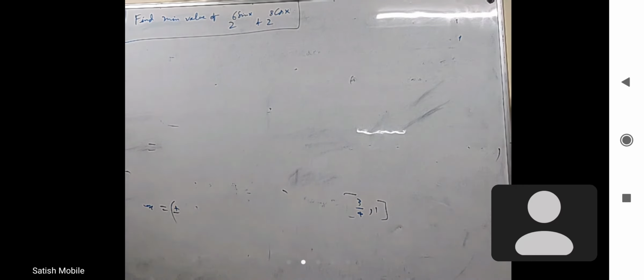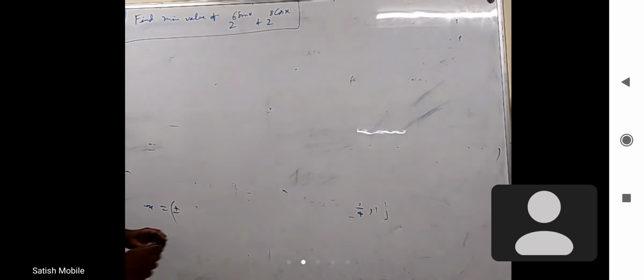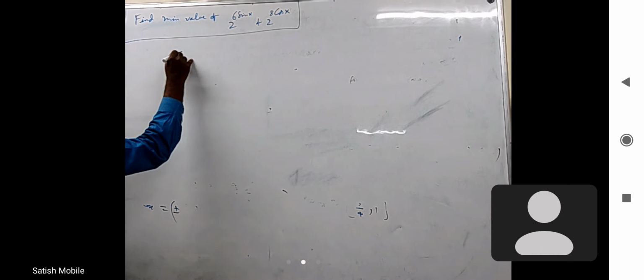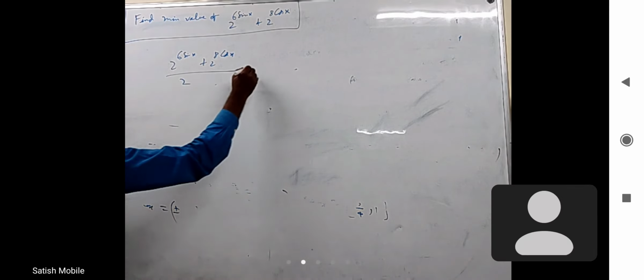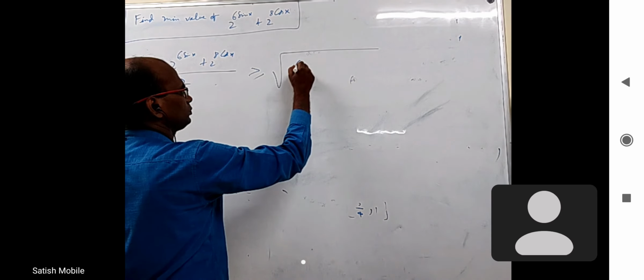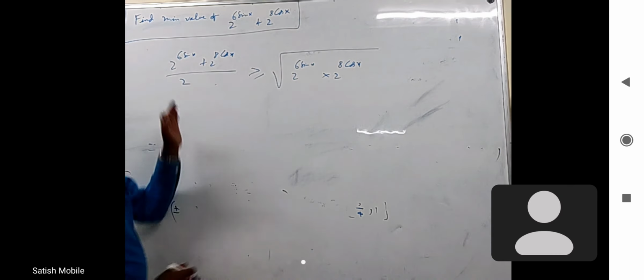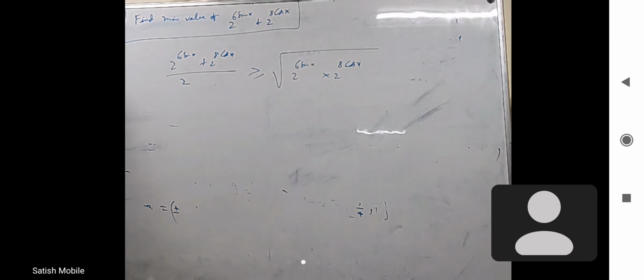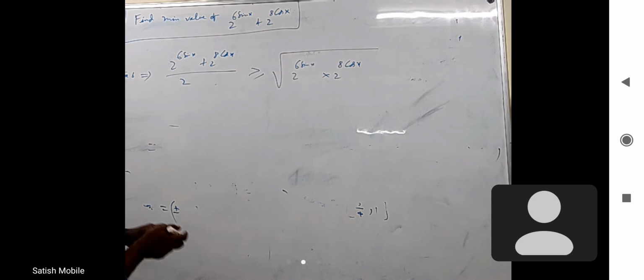Okay, we will not be able to express this as one single quantity. Here also we are going to use the AM-GM inequality. 2 power 6 sin x plus 2 power 8 cos x, by 2, is greater than or equal to the square root of 2 power 6 sin x into 2 power 8 cos x. Arithmetic mean is greater than or equal to geometric mean: a plus b by 2 is greater than or equal to root ab. I cannot find the minimum value directly, but I can find a lower bound of this very easily.